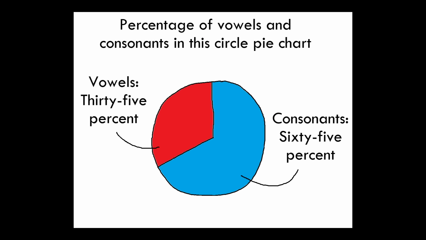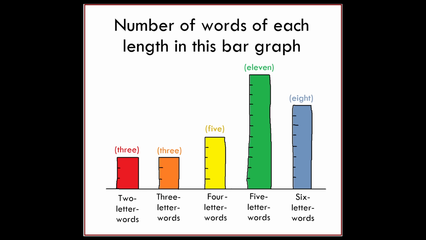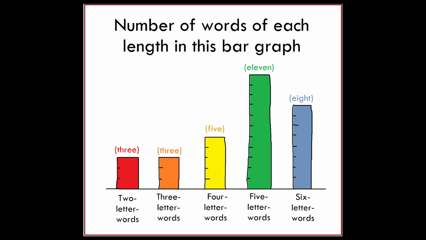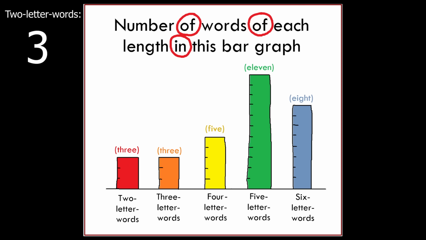So that's a fun little pie chart, but what about this bar graph, which is titled the number of words of each length in this bar graph? So it's referring to itself. It's asking how many words are inside of me. Well, how many two-letter words are there in this entire image? OF, OF, IN. That's 3 of them.